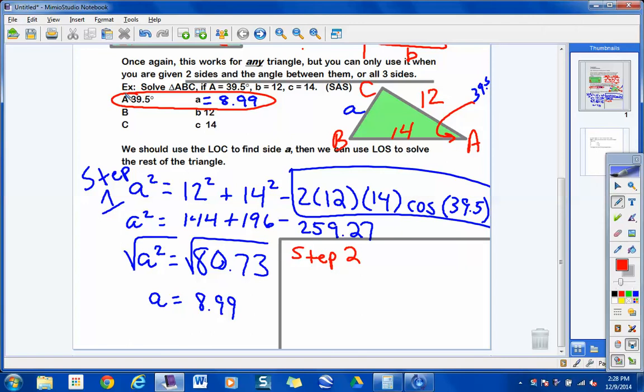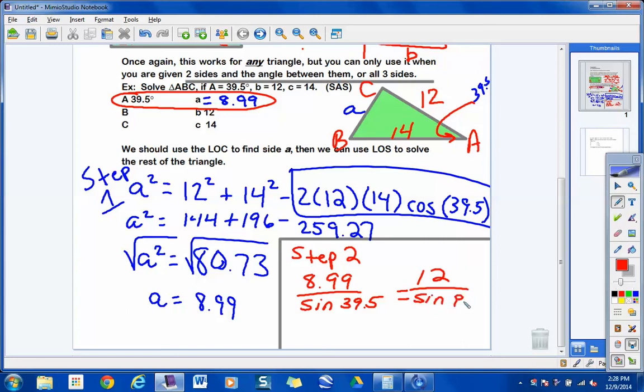All right, here we go. Do you guys agree that I can use this side and its angle right here? Yep. All right, so I'm going to say 8.99 is to the sine of how many degrees, gang? 39.5. Sine of 39.5. Let's use this to find angle B. So I would say as my length 12 is to the sine of angle what?